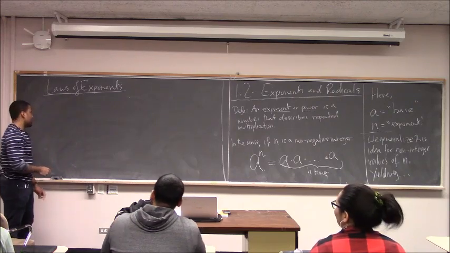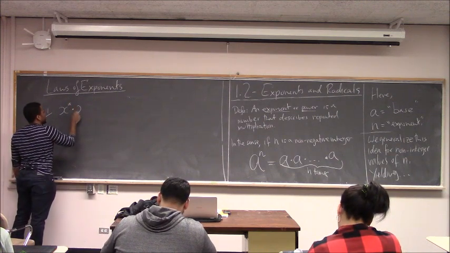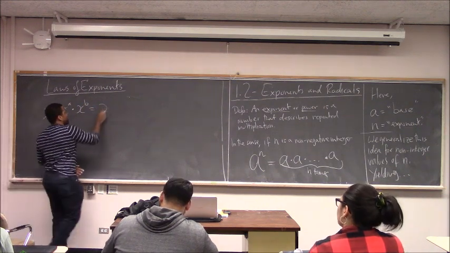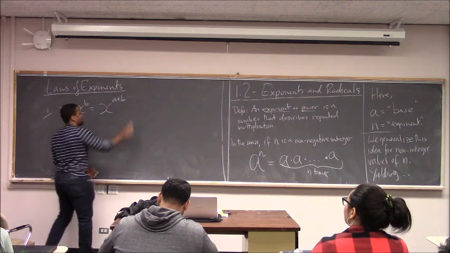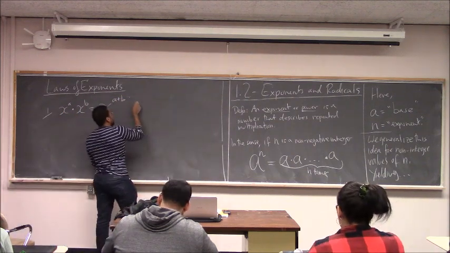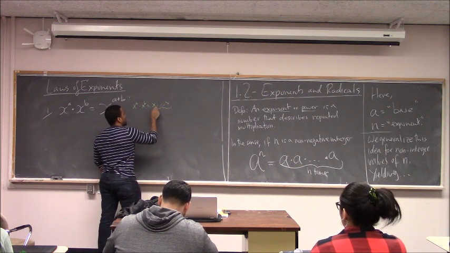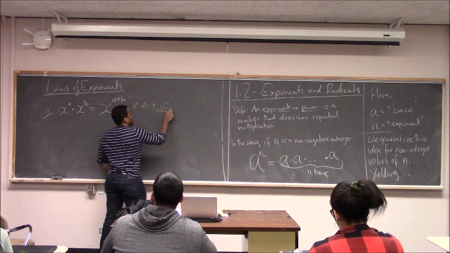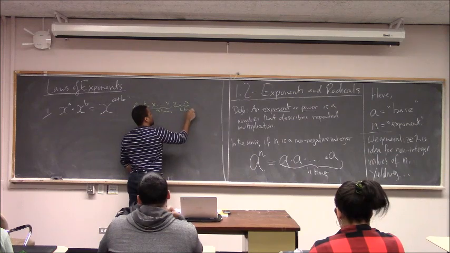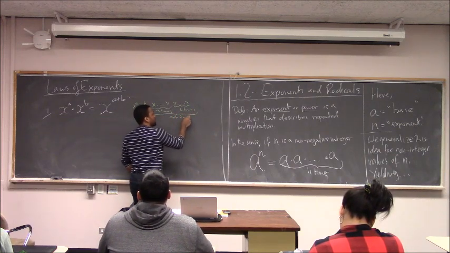Laws of exponents. Okay? So here's one law. x to the a times x to the b equals x to the a plus b. Right? And the reasoning here is that if you have x to the a times x to the b, this just means x times itself, a times, and this is just x times itself, b times, and so in total you have a plus b times that you're multiplying x by itself, right?